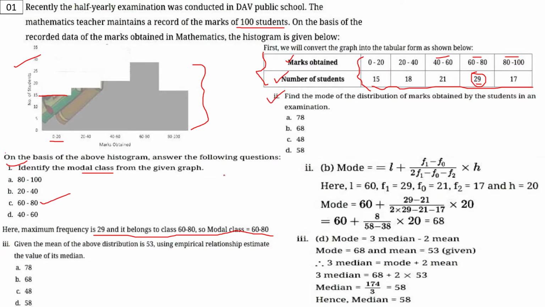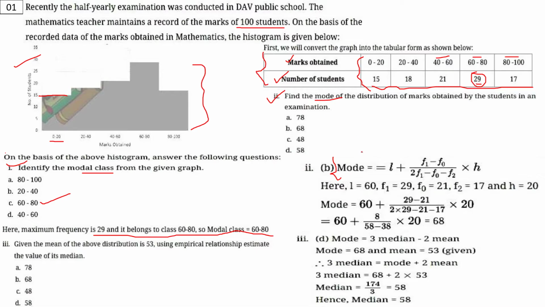Find the mode of the distribution of marks obtained by the students in an examination. So you have to calculate the mode. What is the formula of mode? Mode equals the lower limit of the modal class plus frequency of the modal class minus frequency of the class preceding the modal class, upon 2 times frequency of the modal class minus frequency of the class preceding the modal class and minus frequency of the class succeeding the modal class.